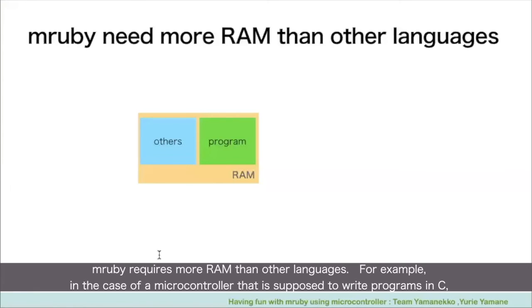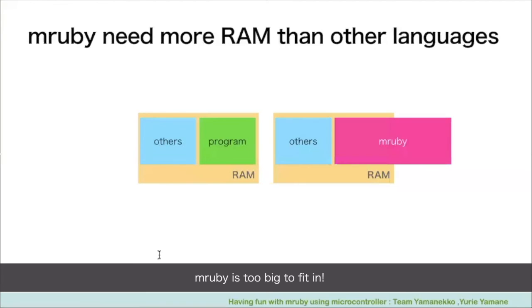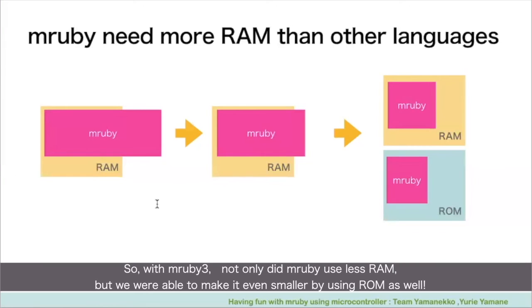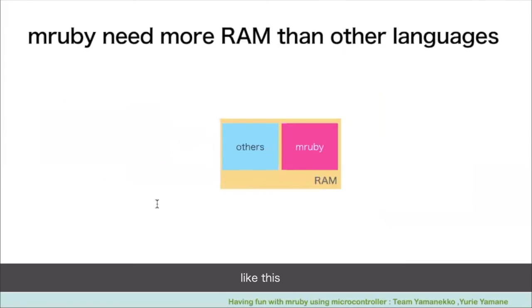mruby requires more RAM than other languages. For example, in the case of a microcontroller that is supported to write programs in C, mruby is too big to fit. So with mruby/c, not only does it use less RAM, but we are able to make it even smaller by using ROM as well. Like this.